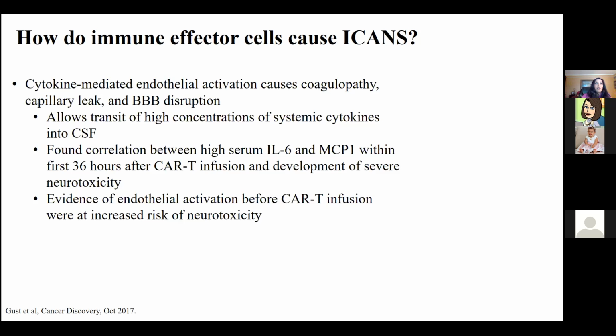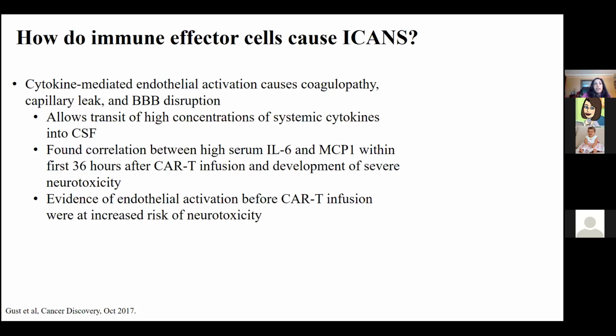When the blood-brain barrier is disrupted, this allows high concentrations of systemic cytokines as well as the CAR T cells themselves to traffic into the CNS. We have seen that in some of the patients on some of the early trials, there was correlation between high serum IL-6 and MCP-1 levels within the first 36 hours after CAR T infusion and development of severe neurotoxicity.